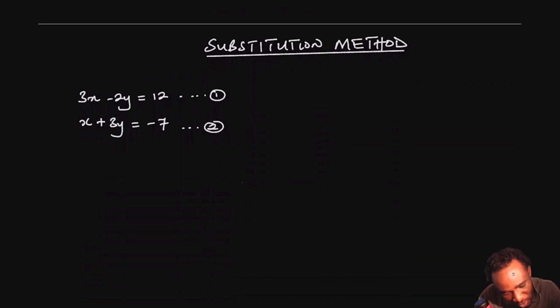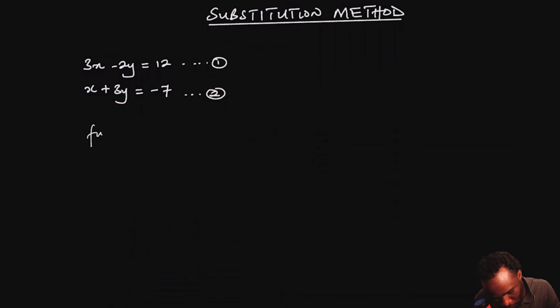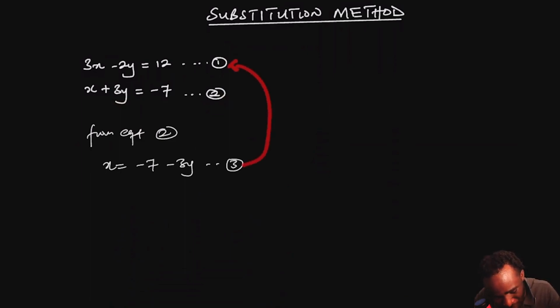Like I said, we are supposed to make one of the variables the subject in one of the equations. I'm going to take equation 2 because it's easier to make x the subject here. So from equation 2, x is going to be equal to minus 7 minus 3y. I'm going to label this as equation 3. Now we have to substitute equation 3 into equation 1. We can't put it inside equation 2 because it's literally the same thing. So I'm going to put x into equation 1.